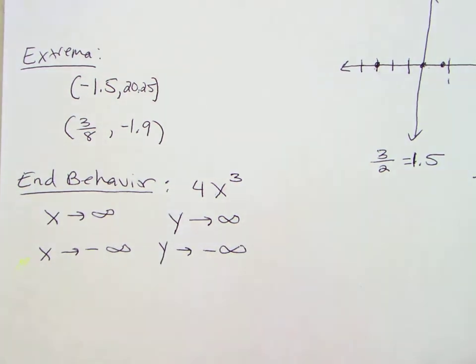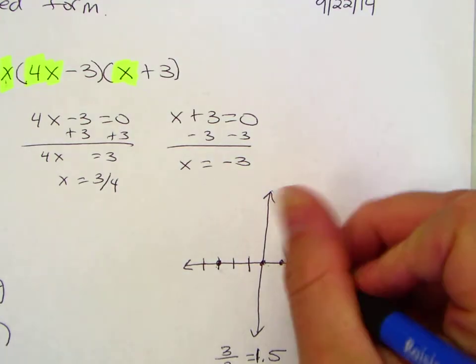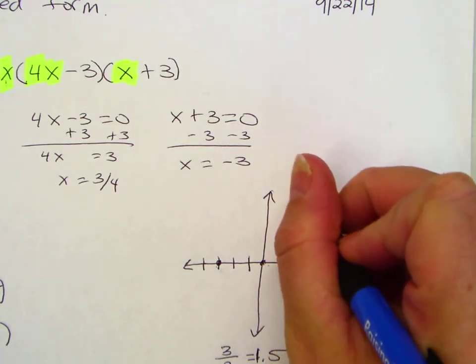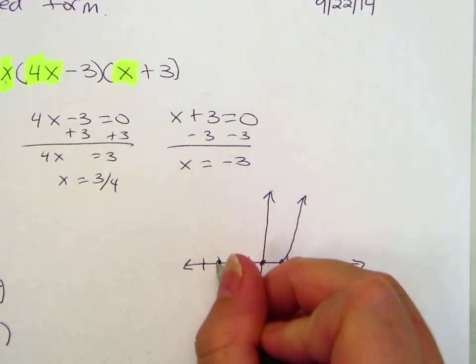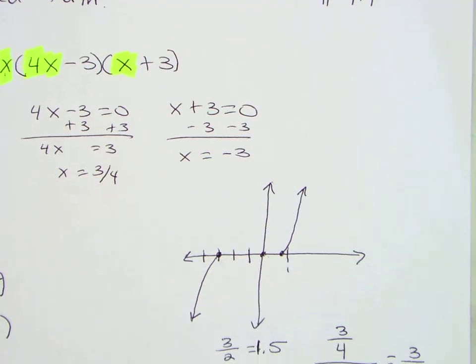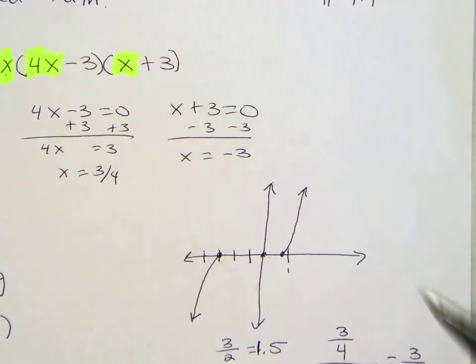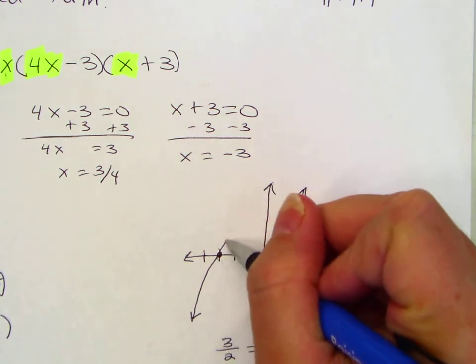This is helpful for graphing. When I graph, as x gets big, my y is getting big. As x gets small, going to the negative side, my y gets small. Now, it's good to know what's happening at the ends, and then I'm just going to draw my nice smooth curve.